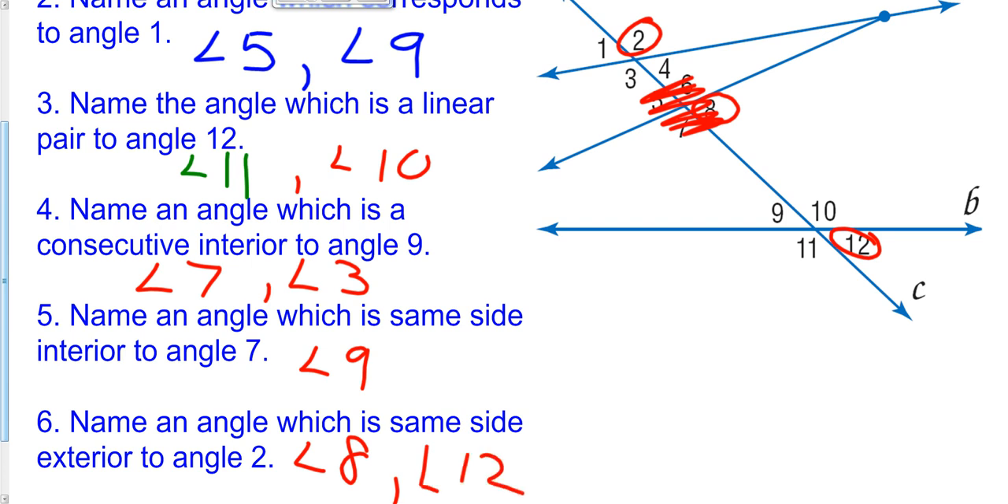So I hope corresponding, alternate interior, alternate exterior, same side exterior makes sense to you, because we're going to do a lot more work with that in tomorrow's lesson. Let me know if you have any questions.